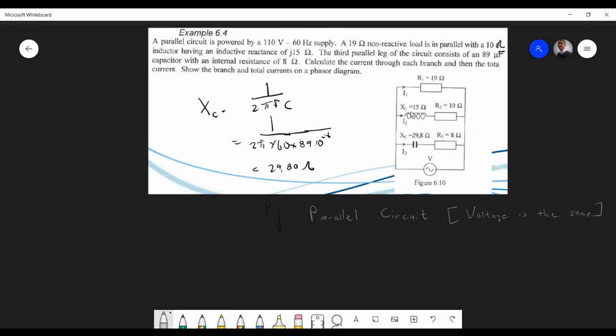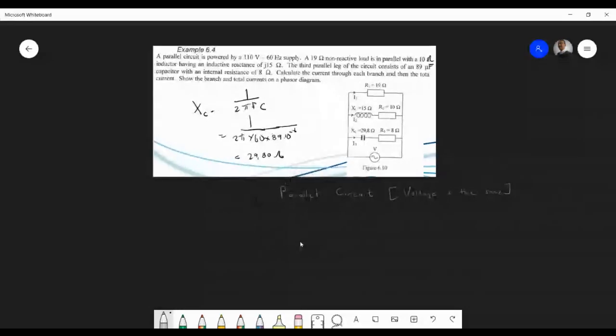And just quickly get this right. For the first current, it's very easy: it's the voltage divided by your impedance 1. Obviously our voltage is 110, and we always keep this at 0 degrees, and Z1 is simply 19 plus J0. We can get that answer.